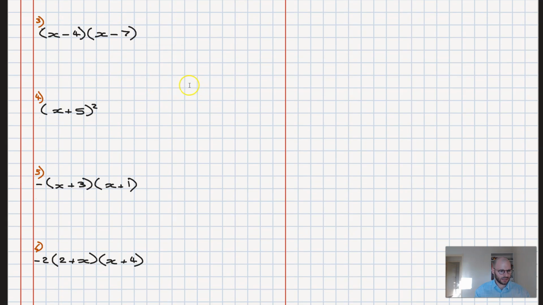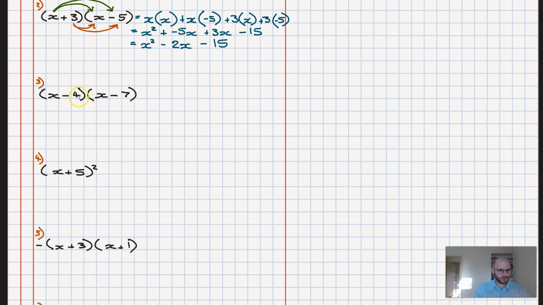Going down, example 3, we have x minus 4 times x minus 7. Same steps, first term and first term and second term. That's going to look like x times x plus x multiplied with the minus 7, plus second term is minus 4 multiplied with x plus minus 4 multiplied with minus 7.